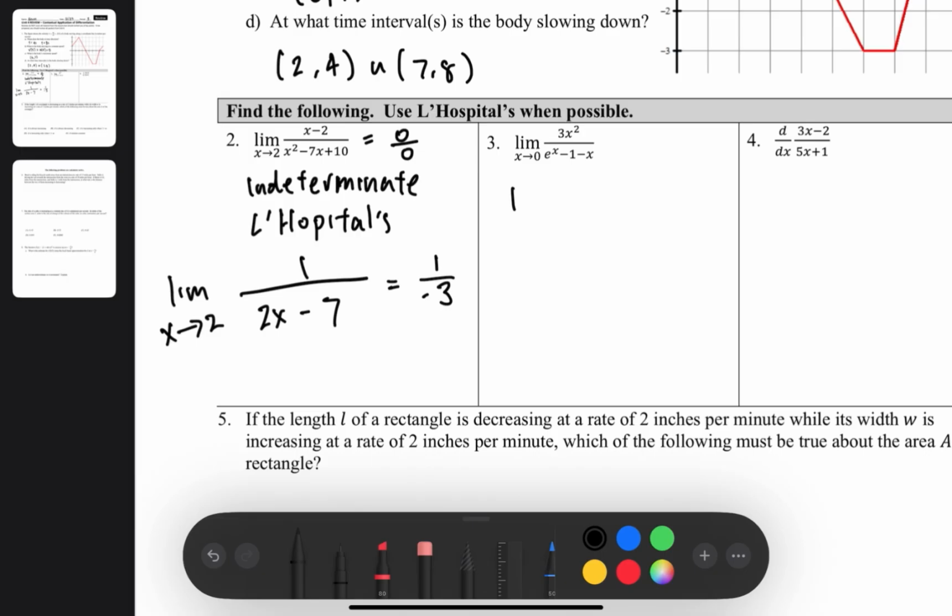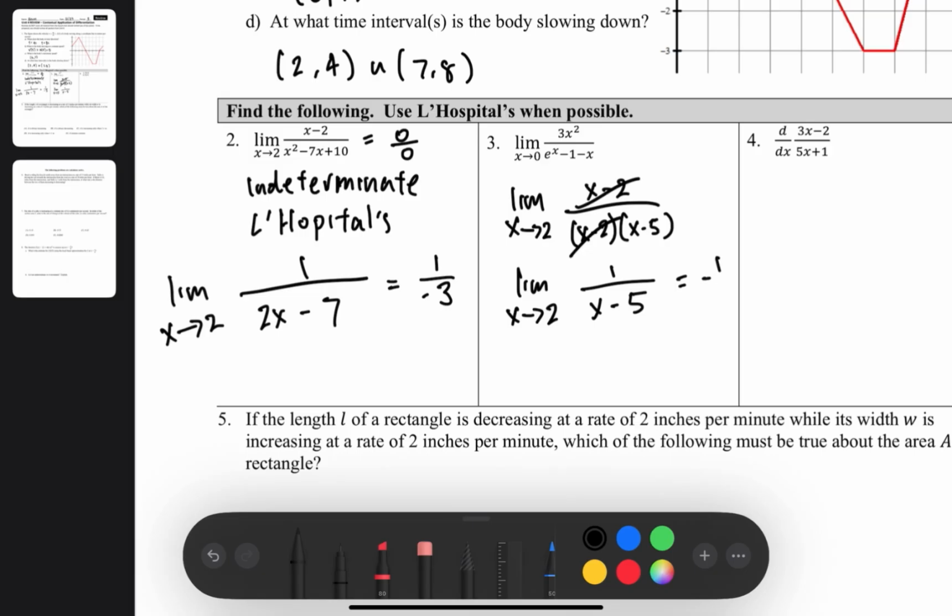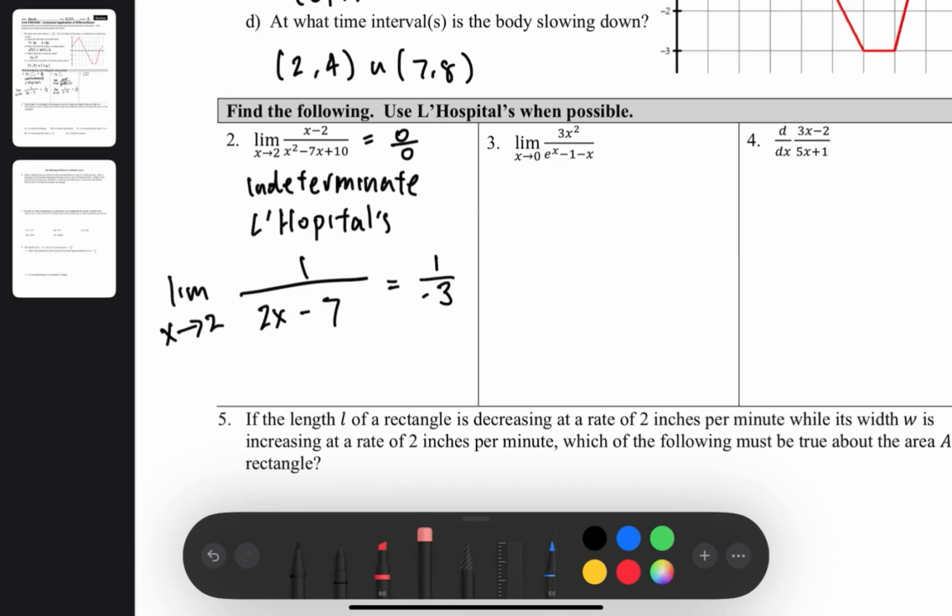We can also factor it, so limit as x approaches 2 of x minus 2 over, you can factor it with x minus 2, x minus 5. Cancel the top, cancel the bottom. We get the limit as x approaches 2 of 1 over x minus 5. And 2 minus 5 is negative 3. So we get the same answer. Both ways work. Whatever you find easier is what you can use.